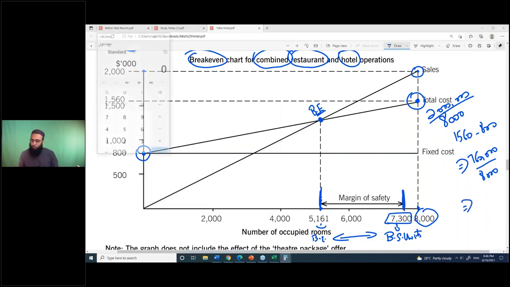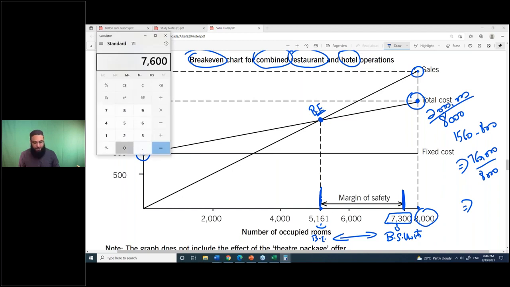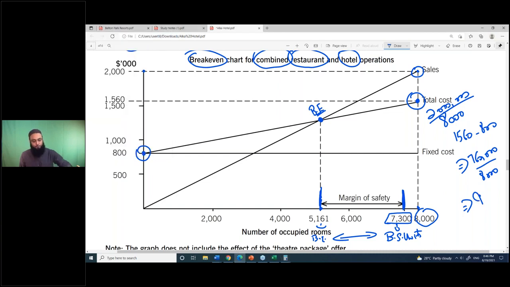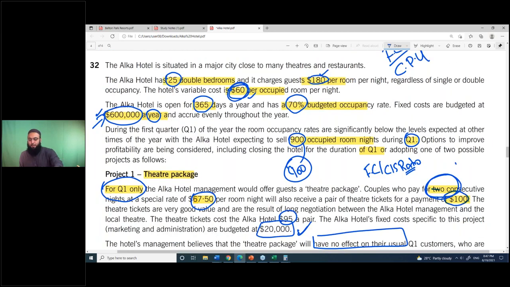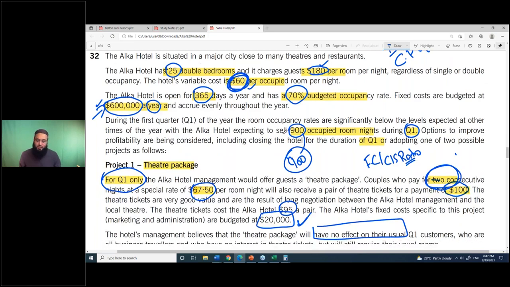So let's have a quick look. What is the answer? 760,000 divided by 8,000 is 95. So 95 is your variable cost. Now imagine, has it changed? Yes, it has, because this is the total cost. You deduct the fixed cost from this, you're left with variable cost. You divide this by 8,000. Previously the variable cost was 60, which has gone up to 95, and obviously because of the restaurant, this has happened.